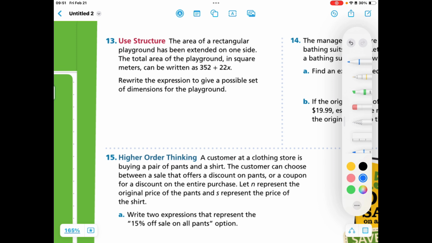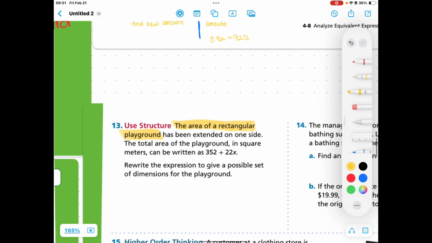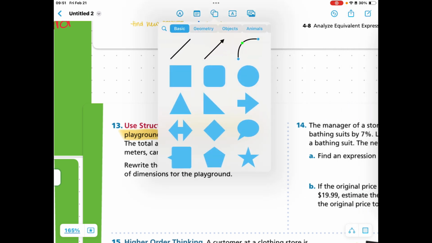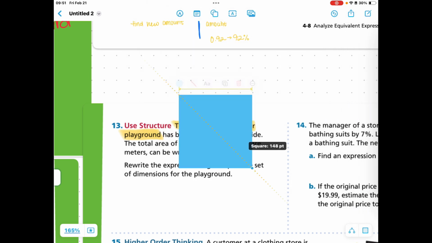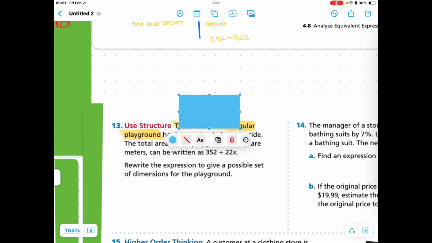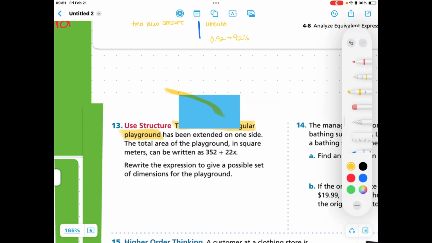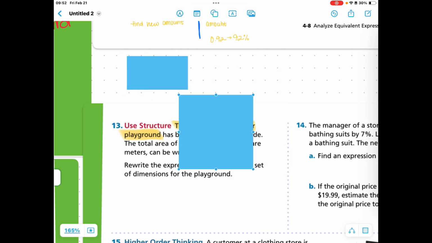So once again, we're just going to break this down. The very first thing is that the area of a rectangular playground has been extended on one side. I'm going to draw this playground, and we're just going to use the markers. We're not going to pull out the shapes. Oh, no, I'll pull out the shapes, make things a little bit easier. We'll make this a little smaller. So this is our playground. Blue is going to represent our playground. Blue is the original shape of the playground, and we are extending it.